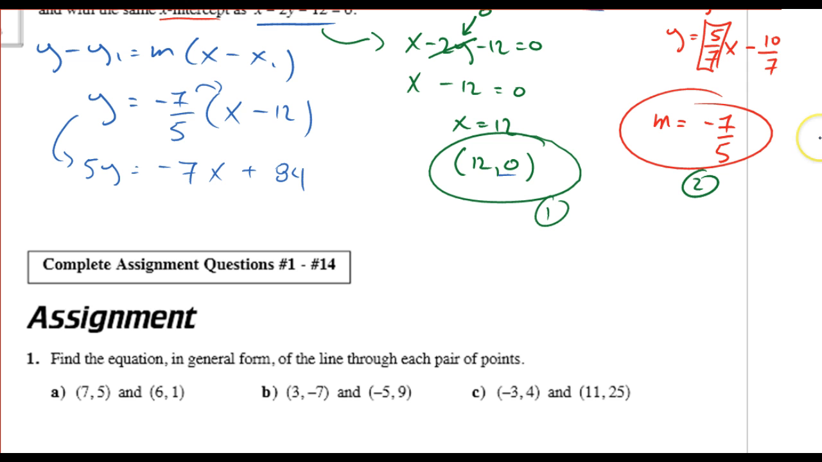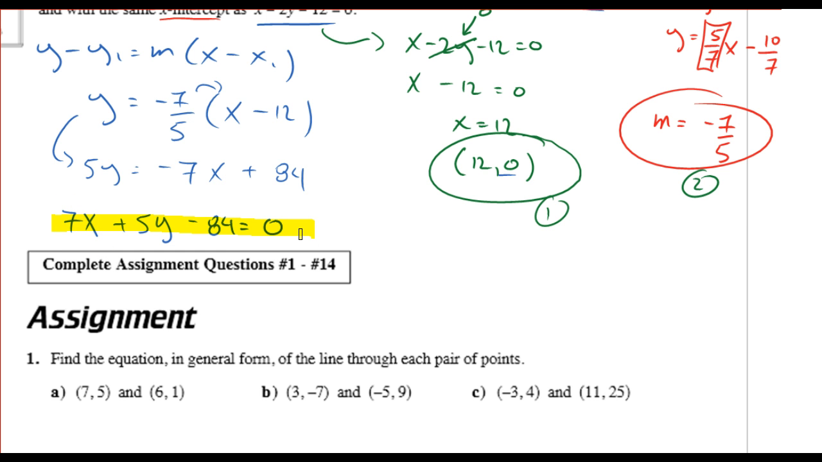And we're almost done here. So just need to make the x positive here. Move everything over to one side. So it's going to be 7x plus 5y minus 84 equals 0. All right, there's my answer.